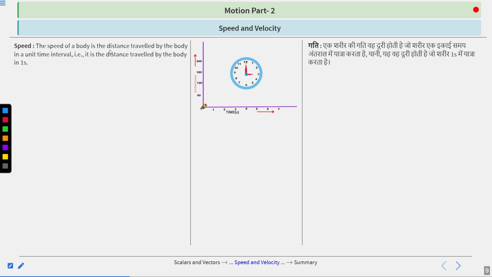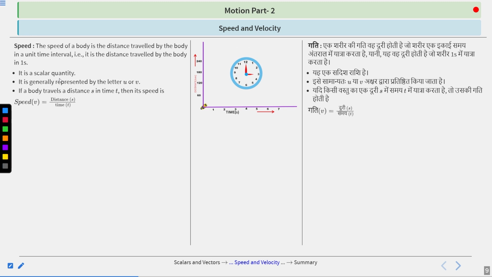The speed of the body is the distance traveled by the body in unit time interval. It is also a scalar quantity, because there we are not talking about any specific direction associated with it. It is generally represented by the letter u or v. If a body travels a distance s in time t, then its speed is v equals distance upon time. This is the formula. If you ever have to calculate the speed, you can say distance upon time.